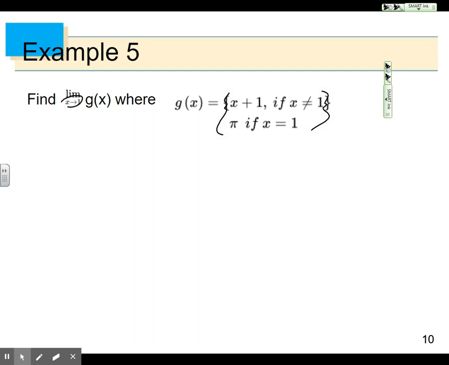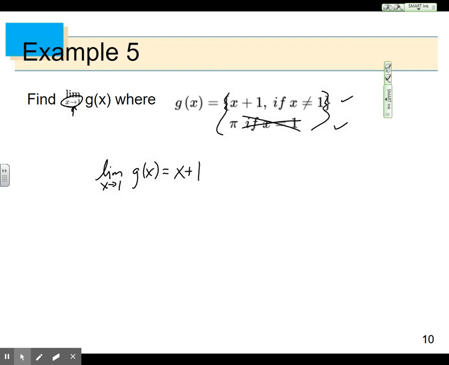So, I'm wanting to take the limit as x approaches 1. So, the question is, if I'm taking the limit as x approaches 1, which piece do I use, the top or the bottom? Remember, if you're in algebra class, I'm interested in what it's doing at 1. I'm not interested in what it's doing at 1. I'm interested in what it's doing when it gets close to 1. Close to 1 is not going to equal 1. So if I'm taking the limit as x approaches 1 of this piecewise function, I want to use the piece that's not equal to 1.